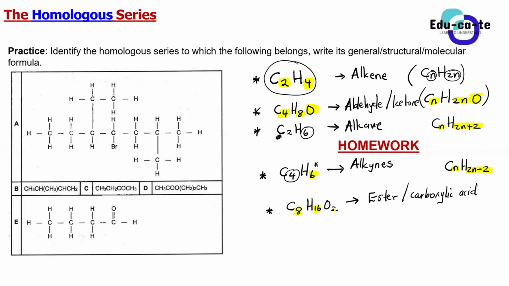Yes, guys. If you look carefully here, the number of carbon atoms we are having is 8. That's the N, the number of carbon atoms. Then when you look at the number of hydrogen atoms in this molecular formula, we're having 16. Guys, what's the relationship between 8 and 16? Or basically, how do we get 16 from 8?